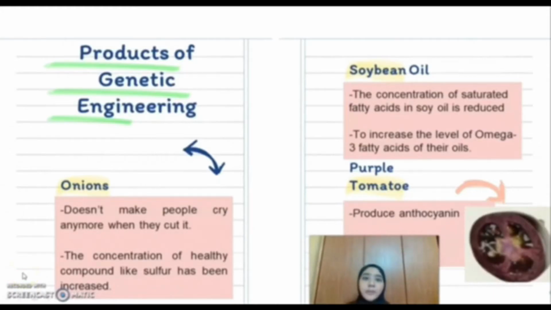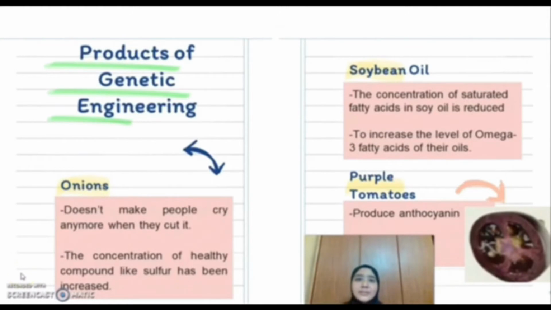Next is soybean oil. Okay, kalau soybean oil yang selalunya, dia punya concentration of saturated fatty acids ni sangatlah tinggi. Tapi bila it goes through genetic engineering ni, dia punya concentration level tu akan berkurangan, which is good for our health lah. And it also increases the level of omega-3 fatty acids in the oil tu.